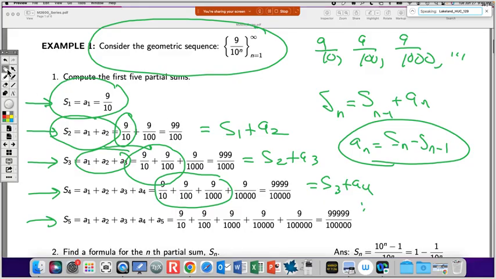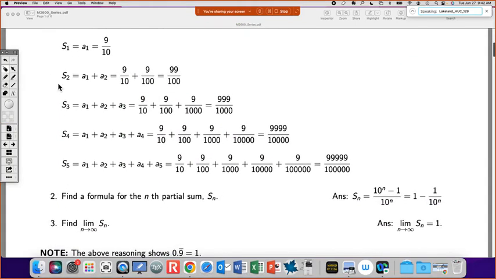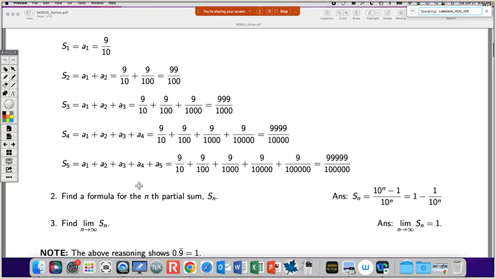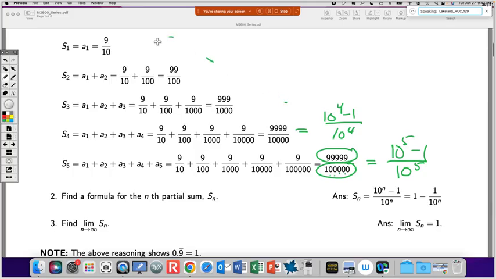All right. So if you go through this process for this particular thing, you notice a pattern. The number on the top is exactly 1 less than the number on the bottom. And the number on the bottom, let's see, S5, this is 10 to the what? 1, 2, 3, 4, 5. So this is 10 to the 5th minus 1. This is 10 to the 4th minus 1 over 10 to the 4th, all the way down the line. And so we can get a formula for S sub n.